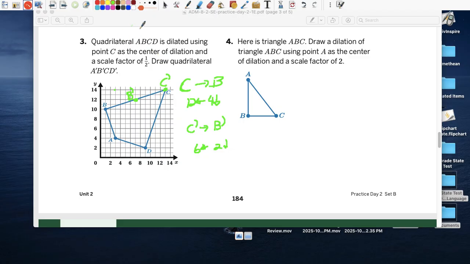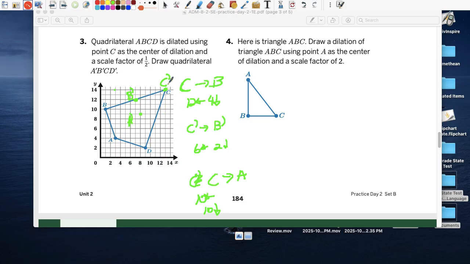Here's C prime. To go from C to A, you would go 1, 2, 3, 4, 5, 6, 7, 8, 9, 10. So 10 to the right. And how many down? 4, 5, 6, 7, 8, 9, and 10 down. Cut that in half, it'd be 5 and 5. So 1, 2, 3, 4, 5. 1, 2, 3, 4, 5. And this would be A prime.